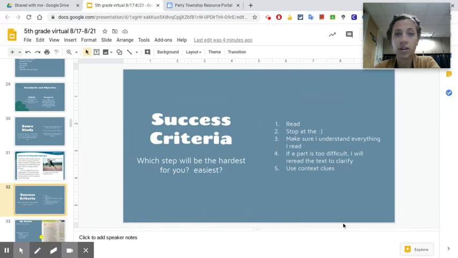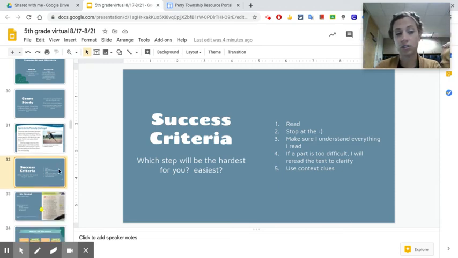So our success criteria today is just like it was on Monday. You're going to read, stop at the smiley faces, and really say, did you understand what you read? Is it too difficult? Do you need to reread? And I'm going to teach you some strategies today as well.